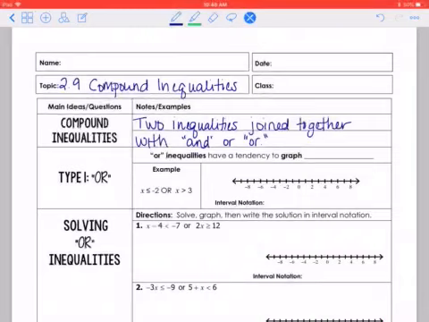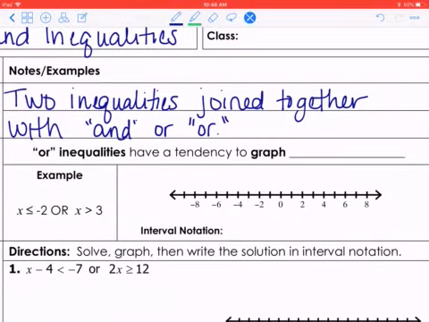And we are going to graph basically both answers on one number line, and I will show you what I mean by that. So, or inequalities have a tendency to graph apart. What I mean by that is our example for or: we have x is less than or equal to negative 2 or x is greater than 3.